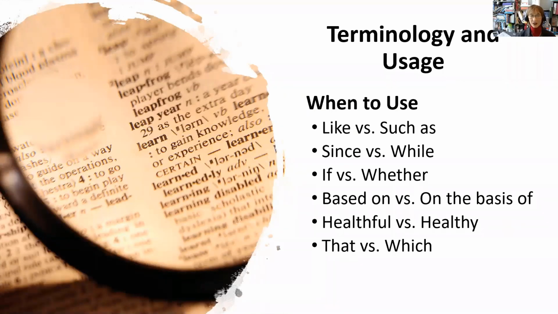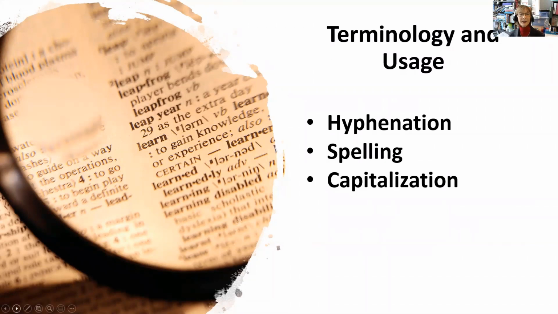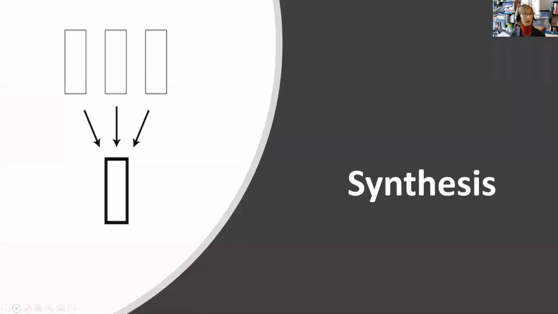Terminology and usage, this gets down into details. I'm not going to cover these specifically, but it's when to use different words, and they mean something different, but we use them a lot of times interchangeably, like and such as, since and while, if and whether, that and which. They are misused a lot, and the terminology and usage is dealt with in the APA manual. I also use Google a lot. I'll just put in since versus while, and it will remind me how those are used. Good Google searches will help you out. And then the terminology and usage also gets down to hyphenation, spelling, capitalization, all the rules for that, which I won't go into detail on, but there are sources to help you with that. But those are things that trip people up.